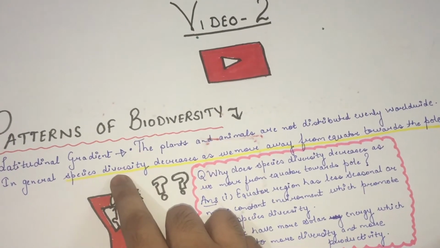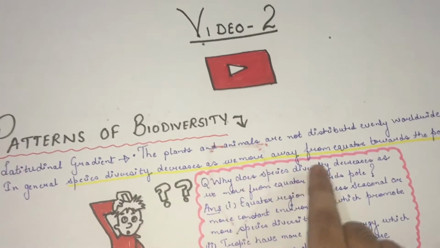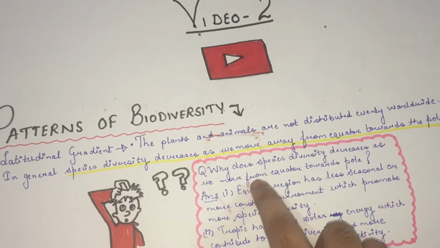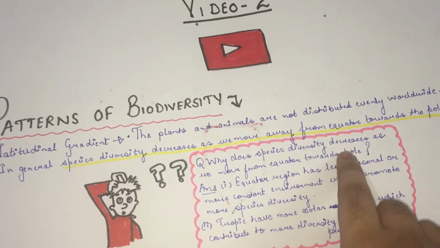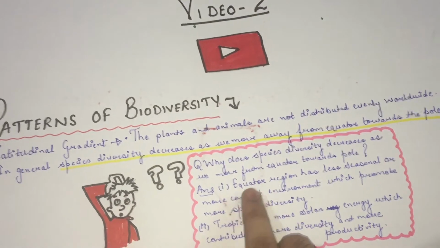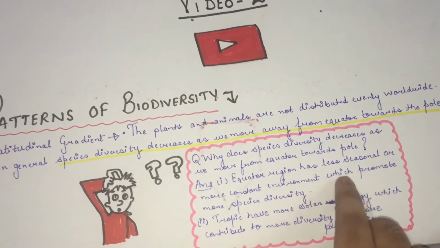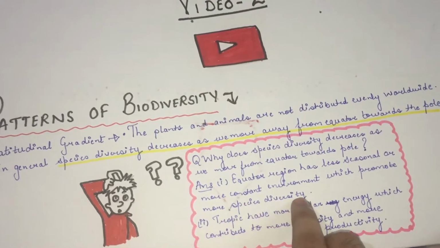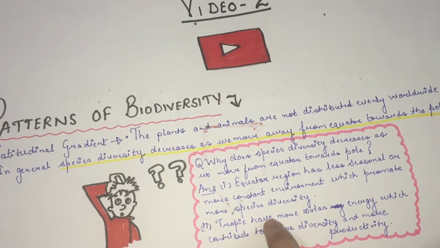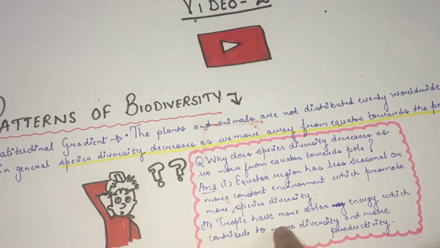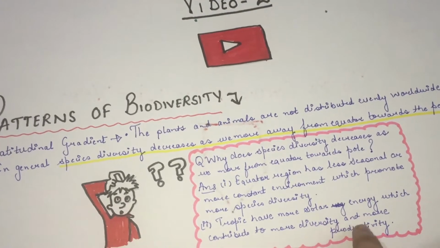Now, the question asks us, why does the species diversity decrease as we move from the equator towards the pole? There are two reasons. Number one, the equator region has a less seasonal or more constant environment, which promotes more species diversity. And number two, tropics have more solar energy, which contributes to more diversity and more productivity.